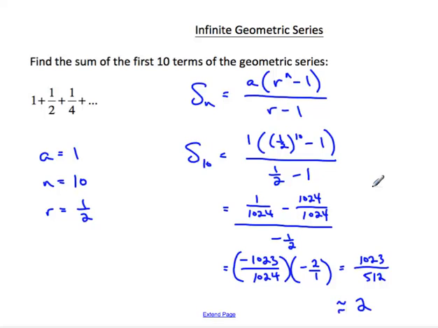And that raises an interesting question. It looks like we're going to be adding smaller and smaller numbers every time, because each time the new number is half the previous number that we're adding. So the question is, can we ever get past 2? And it turns out that we can't.